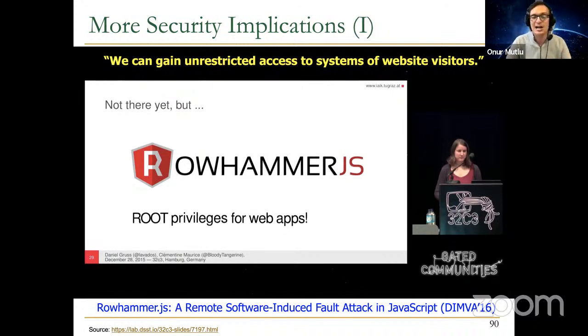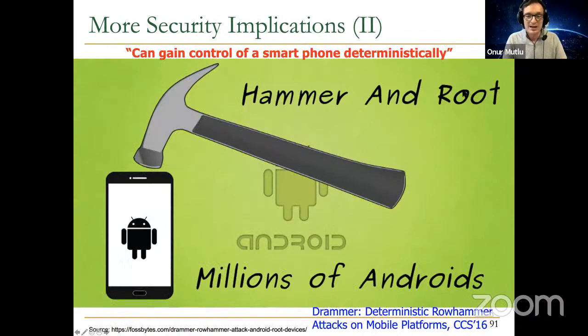These folks from TU Graz showed that they can gain unrestricted access to systems of website visitors by inducing row hammer bit flips using JavaScript. These folks from Vrije University in Amsterdam showed that they can gain control of a smartphone deterministically using an Android application that's running at the user level. Again, I'm not going to go through the details, but these papers are published in some top security conferences, you can see.